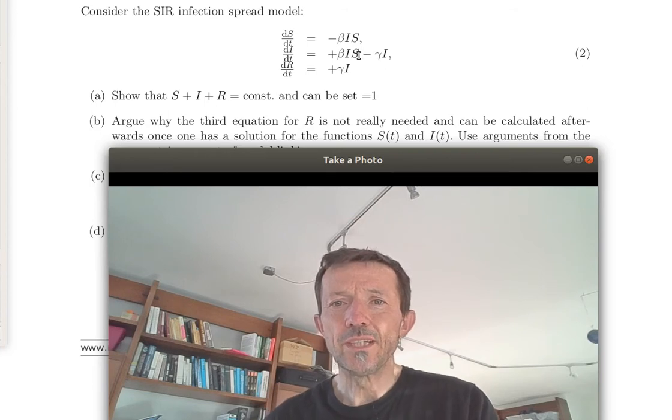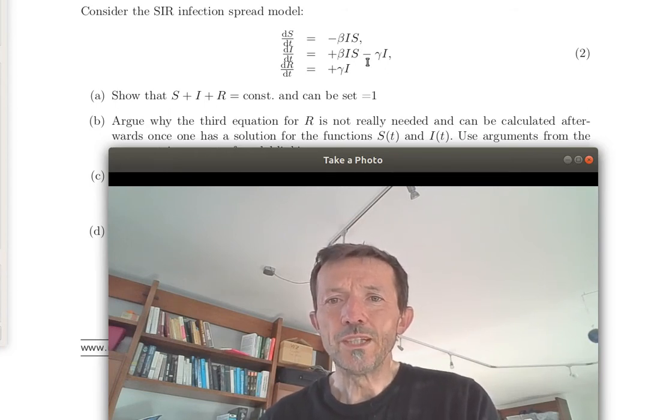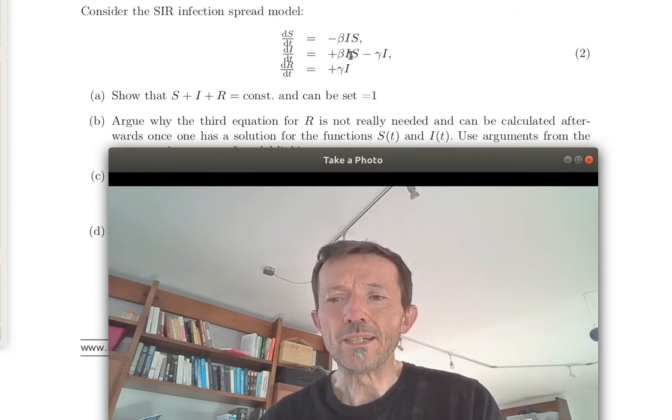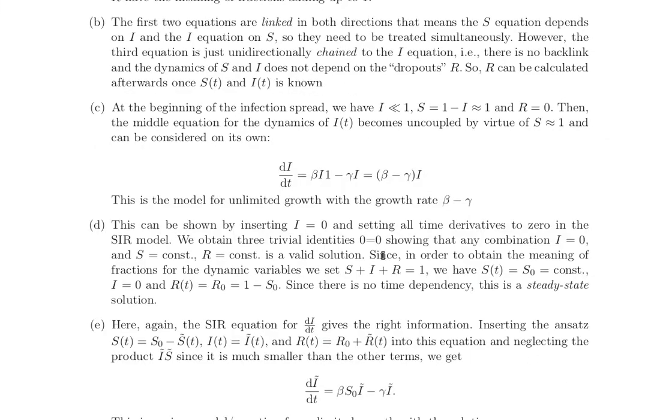And then we have just the equation containing only dI/dt equals beta I minus gamma I. So this is this equation, and here we see that we can write the two terms together. So we have just a prefactor beta minus gamma times I. So the rate of change of I is just beta minus gamma times I itself. So this is again the classical model for unlimited growth, with a growth rate beta minus gamma.